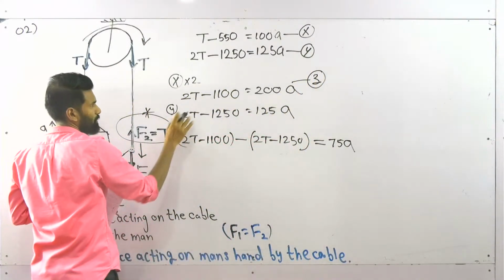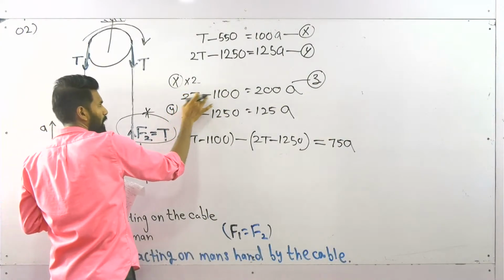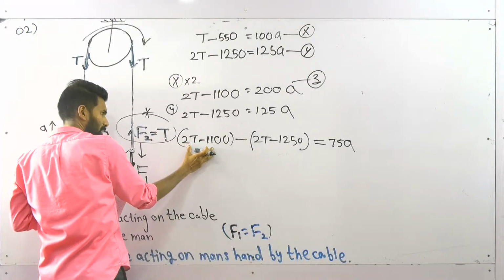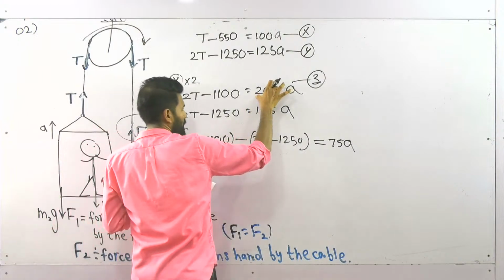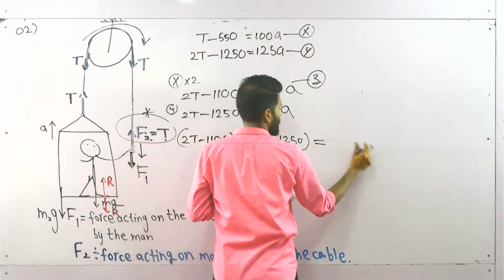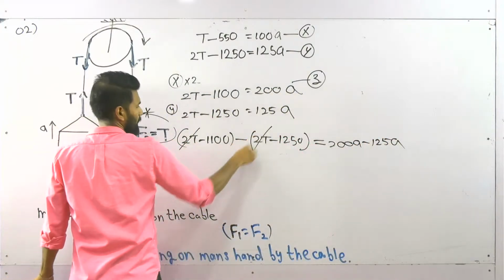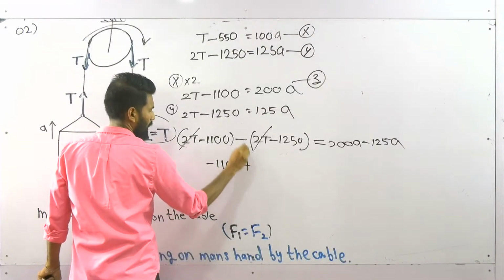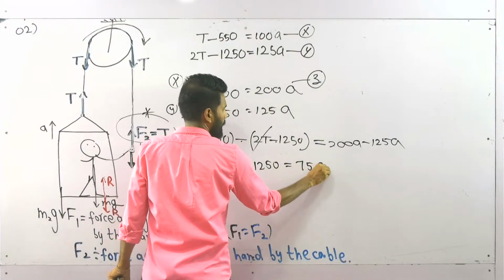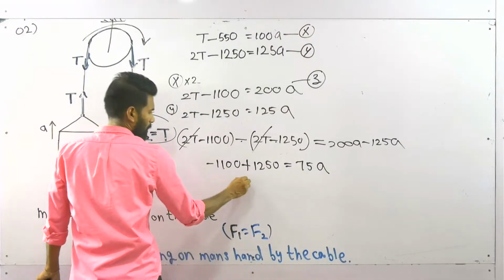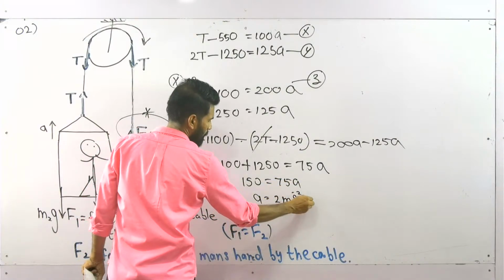Then I'm subtracting equation y from equation c. C minus y: 2t minus 2t, minus 1100 here, subtracting minus 1250 here, 200A minus 125A, 75A. What will happen? 2t will cancel out, and minus 1100 plus 1250 is equal to 75A. Here, 150 is equal to 75A. Acceleration is equal to 2 meters per square second.